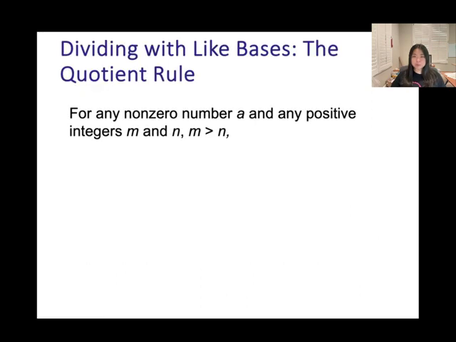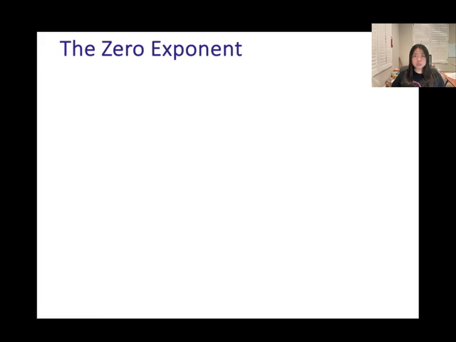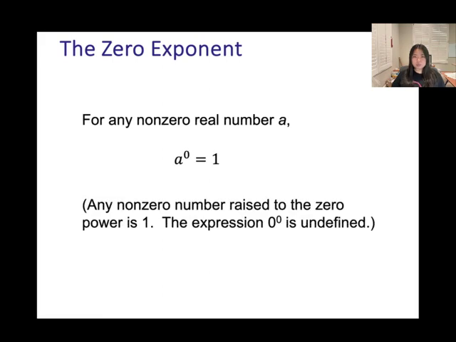Dividing with like base. When you're dividing and they have the same base of a, you could subtract the exponents. So a to the power of m minus n. The zero exponents. Any non-zero number raised to the zero power is 1, just like this one. That is also equal to 1.